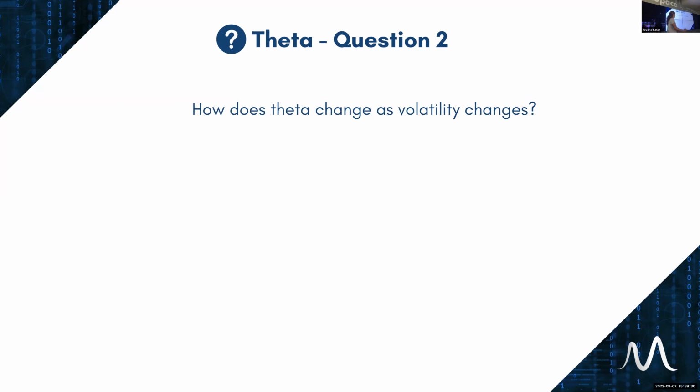Okay, so again, how does theta change as your volatility changes?